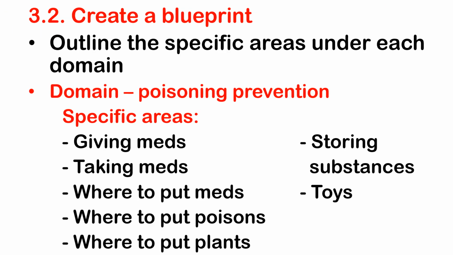Next, create a blueprint. So the construct is a broad umbrella. Under this is the content domain, and under the content domain will be the more specific areas. For example, we have identified several domains. Let's take one, poisoning prevention. The specific areas under poisoning prevention will be giving meds, taking meds, where to put meds, where to put poisons, where to put plants, storing substances, and toys.